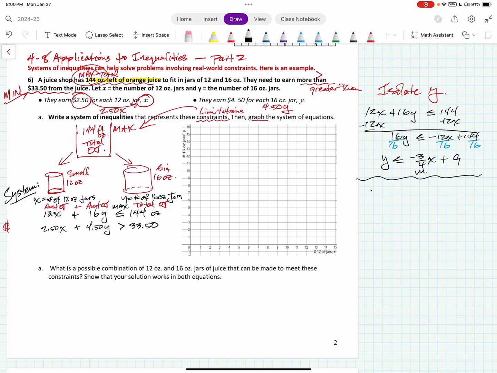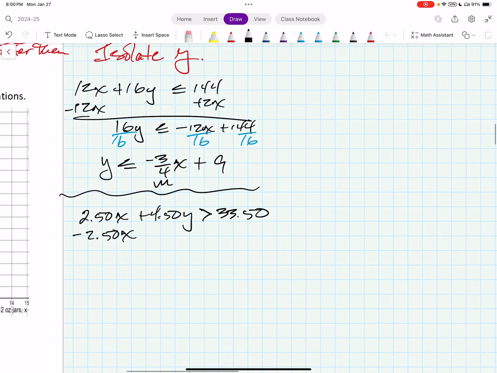Okay, next one. We got 250x plus 450y is greater than $33.50. And I need to solve for y here, so I'm going to subtract 250x on both sides. So I've got 450y is greater than negative 250x plus 33.50.